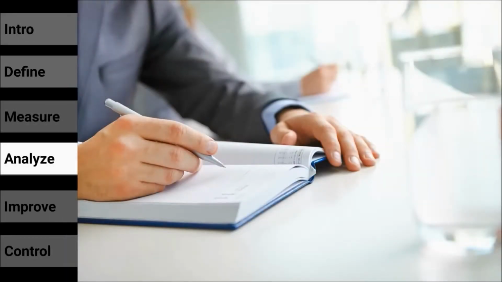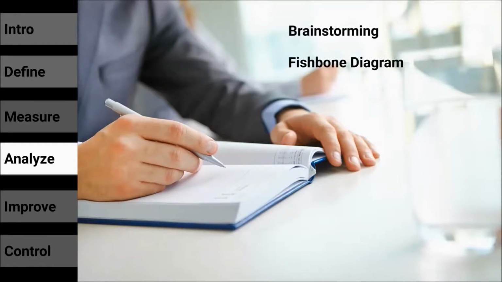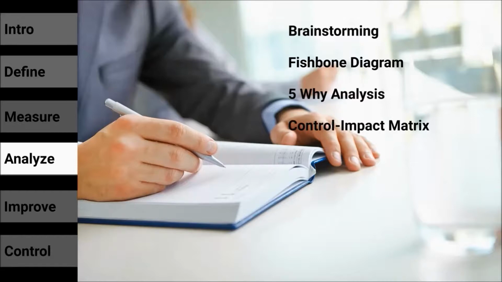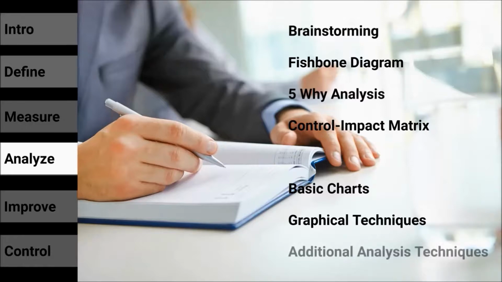Then you move through the analyze phase. Here you explore the root causes using tools such as brainstorming, fishbone diagram, 5-why analysis, and control impact matrix. You use basic charts such as the line chart, bar chart, and a pie chart. You further learn how to use additional graphical techniques such as a Pareto chart and a histogram. You then filter the vital few root causes using additional analysis techniques such as scatter plot and correlation analysis.